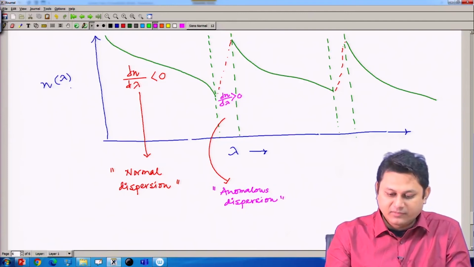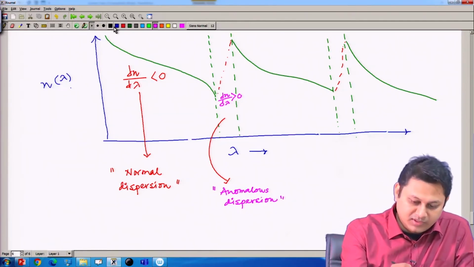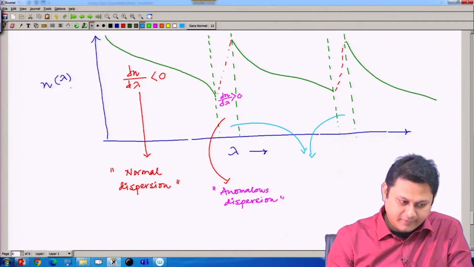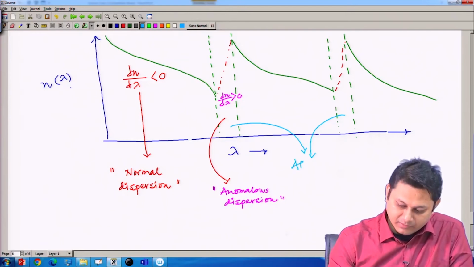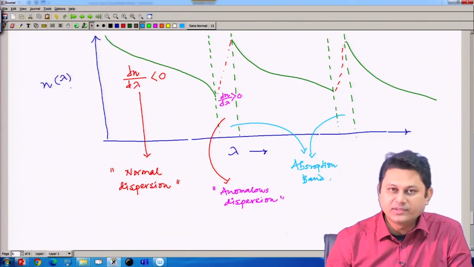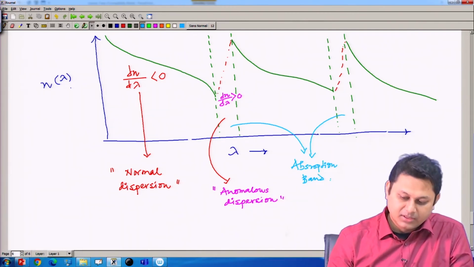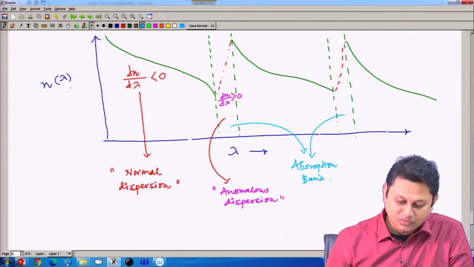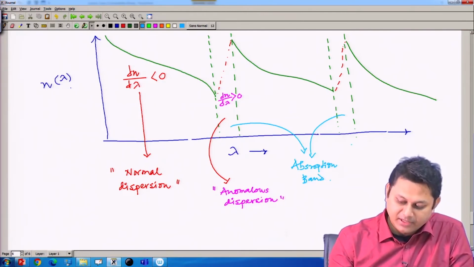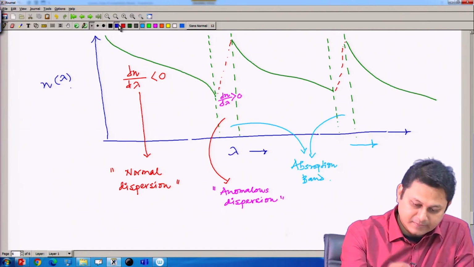And these bands, by the way, are absorption bands. Because if you launch light at these frequencies or wavelengths, what happens? There will be a resonance frequency. That means the molecules will vibrate, and we should have an absorption in this region, and along this axis we have lambda.